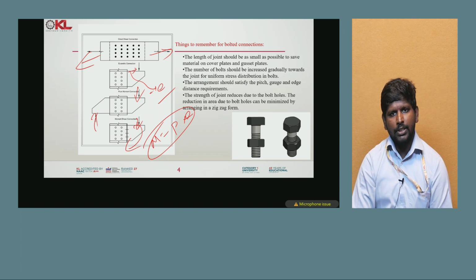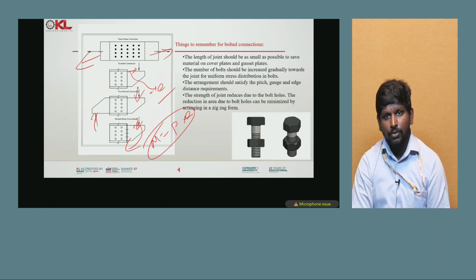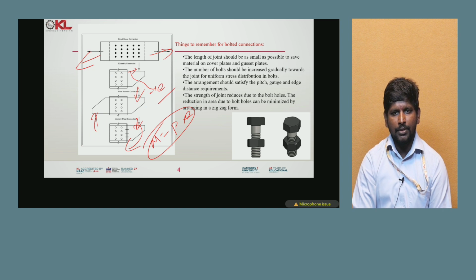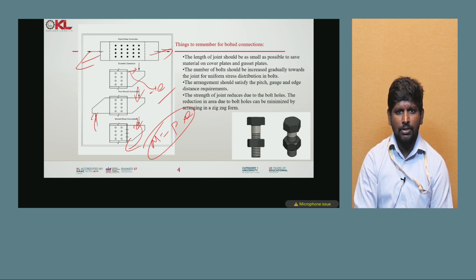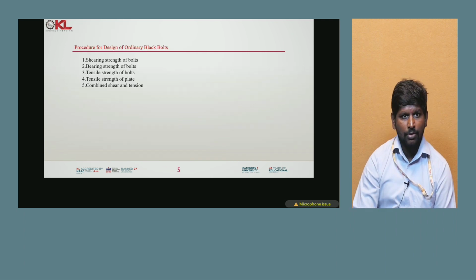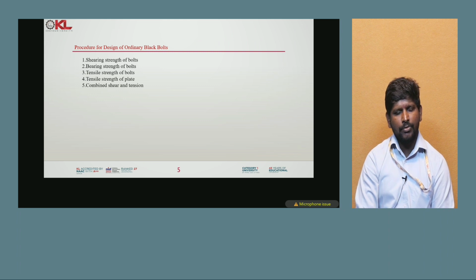While designing the bolted connection, these are the things you have to remember. First, the length of the joint should be as small as possible to save the material, cover plates and gusset plates. The number of bolts should be increased gradually towards the joint for uniform stress distribution in bolts. Before the design, you have to make arrangements to satisfy the pitch, gauge and edge distance requirements. When the strength of the joint reduces due to bolt holes, the reduction in area due to the bolt holes can be minimized by arranging them in zigzag form.